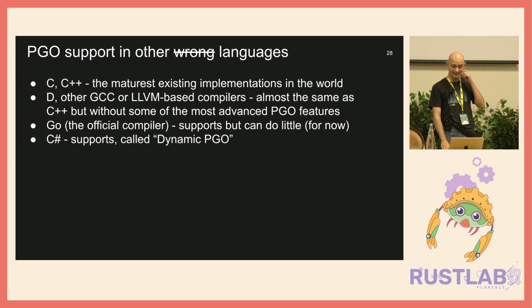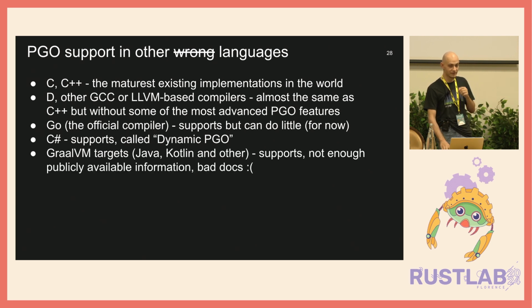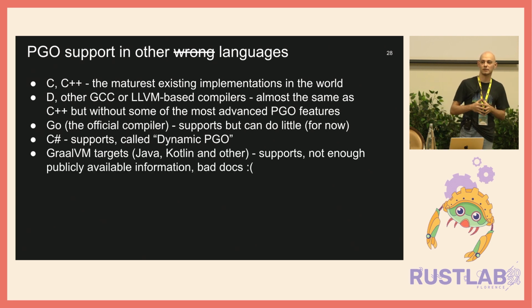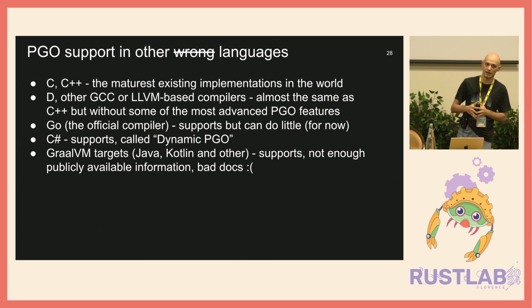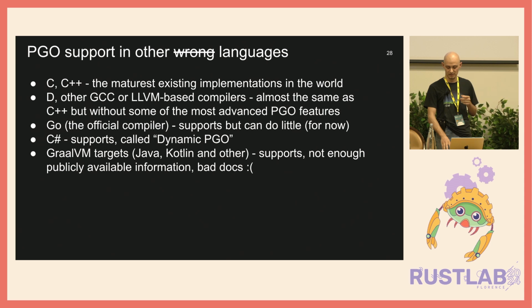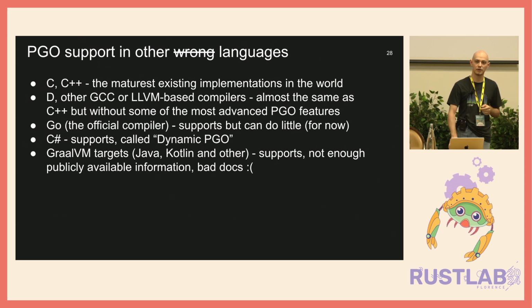C#, I cannot say much. It's called dynamic PGO. You can read about it in the Microsoft blog. Pretty good blog, by the way. GraalVM targets GraalVM. It's another ahead-of-time compiler for the Java and not only Java ecosystem. It also could compile LLVM IR. It supports PGO, but unfortunately there's no evidence about its efficiency in practice beyond synthetic benchmarks, and their documentation is pretty bad. I asked multiple questions upstream about their documentation, and at some point they stopped answering my questions.